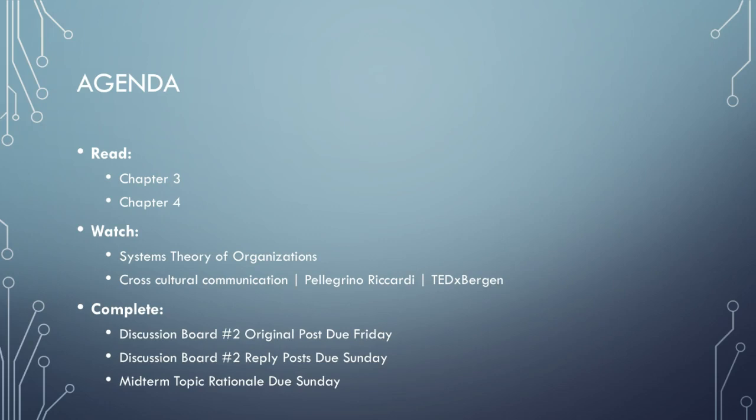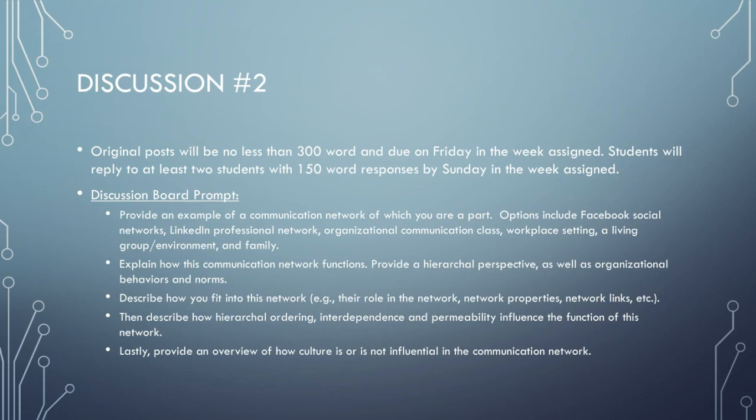So as we move through the content, you can see this week we're providing some reflection and analysis on communication networks and ones that we're a part of. We can look at this in terms of social media, workplace settings, living environments, church groups, whatever that may be. The main thing I'm looking for is for you to identify a group communication network you communicate within and you identify with, and then look at how this communication network functions, providing hierarchical perspectives, organizational behaviors and norms.